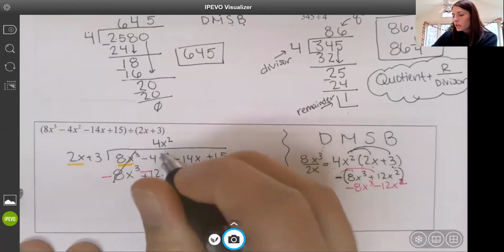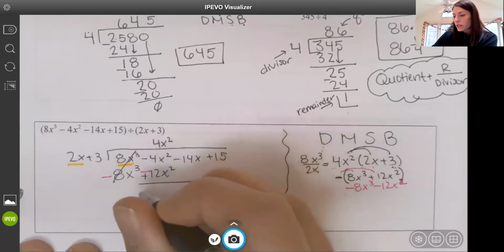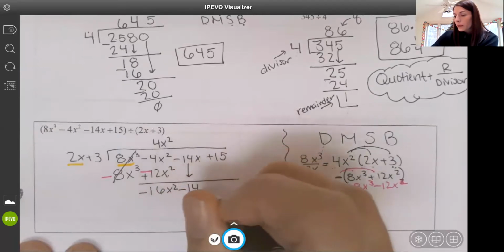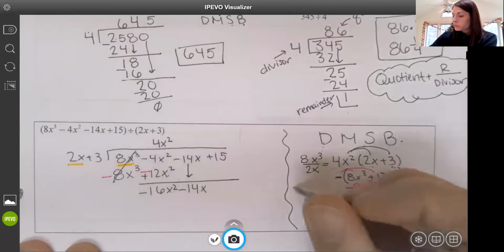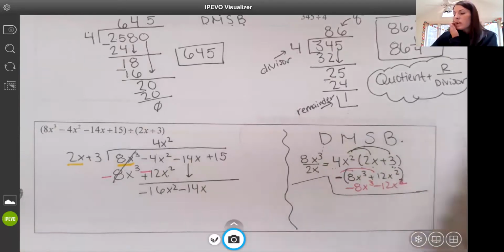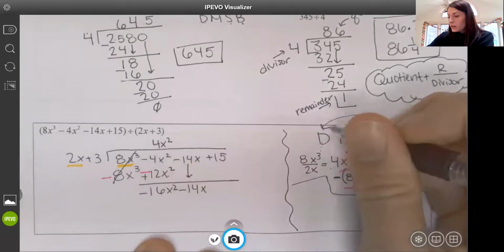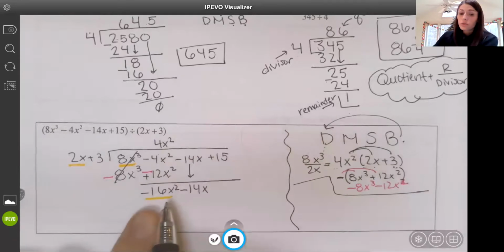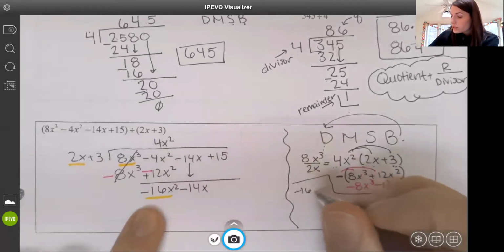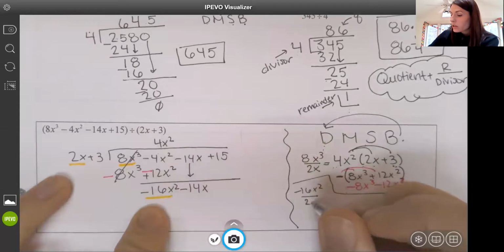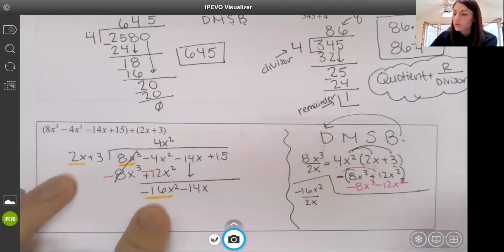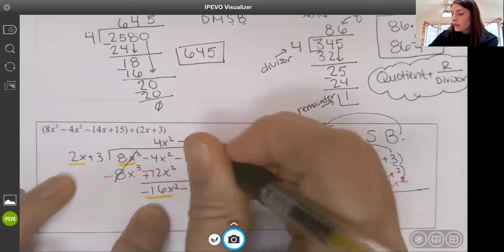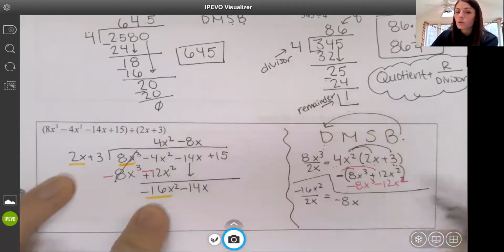It's going to leave me with -4 and -12x squared, or -16x squared. Bring down my next term. That's the last step. I'm going to separate this off. Now I just loop back to the beginning. So I'm going to take my new first term, which is -16x squared, and divide it by the 2x out front, which gives me -8x. That's what goes in our quotient.